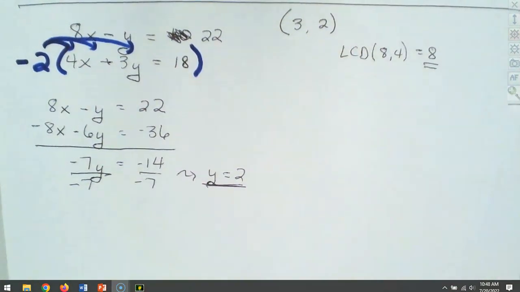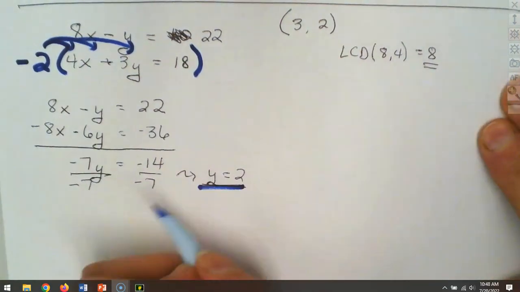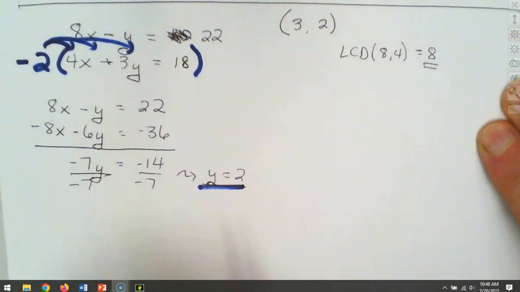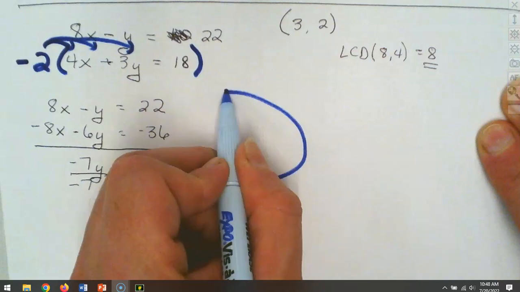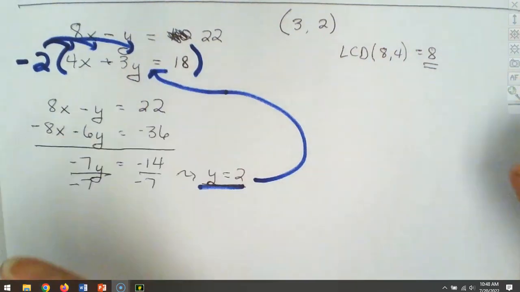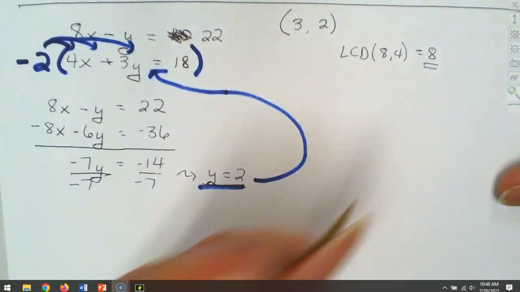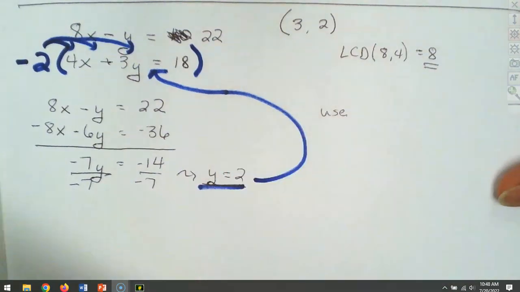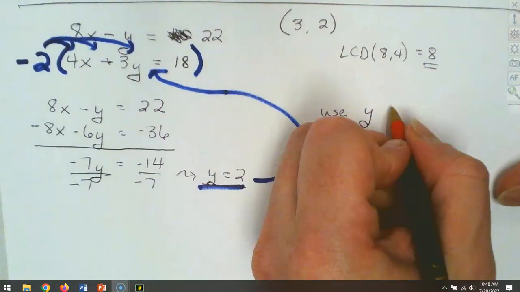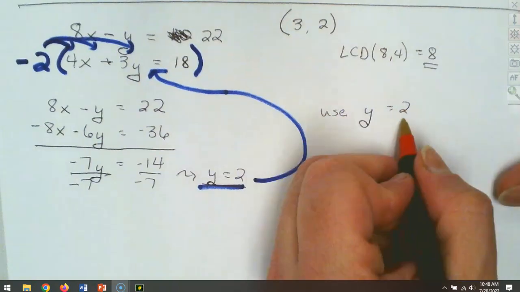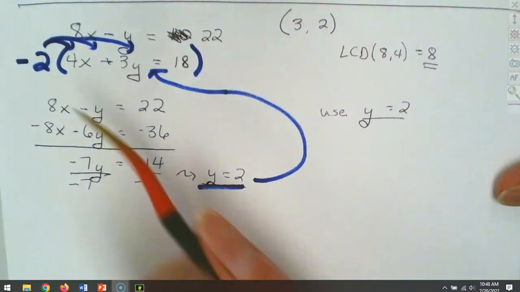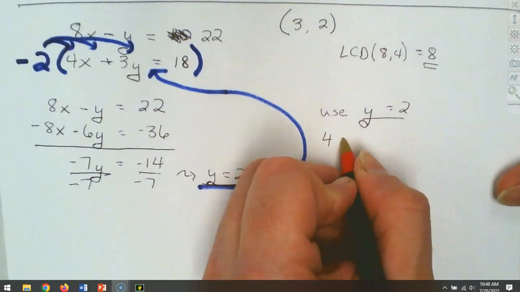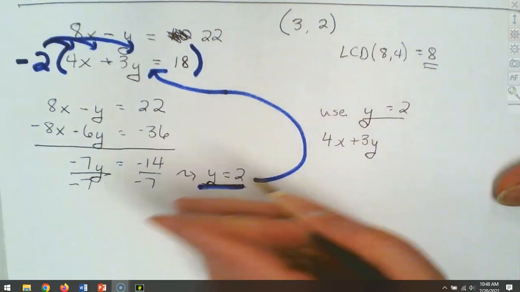That's the first solution that we have. How do we get the other? We know what y is. How do we get x? We plug it back in. Does it matter where we plug it back into? Nope. So it's one of the equations. So we'll just plug it in here. So we're just going to use y equals 2 for our equation. And we're going to plug it into 4x plus 3y equals 18.